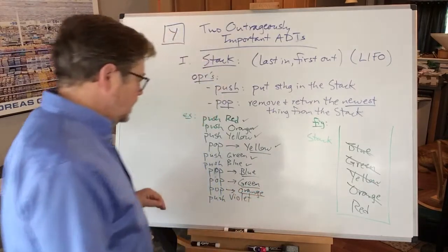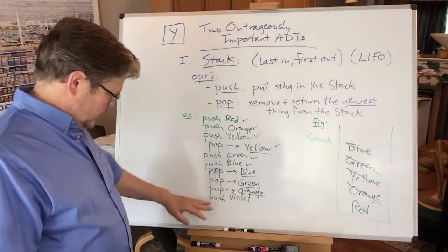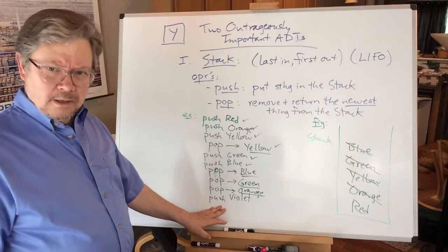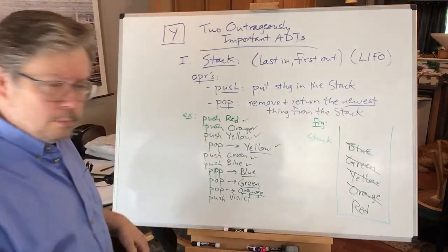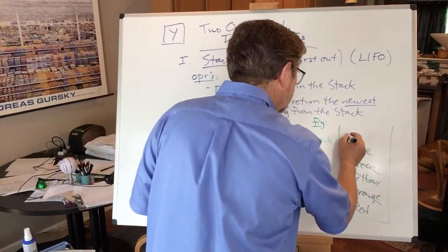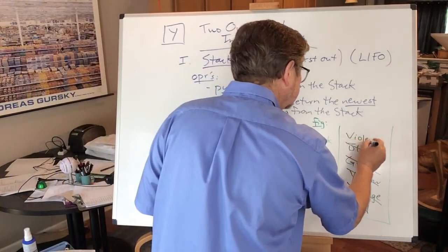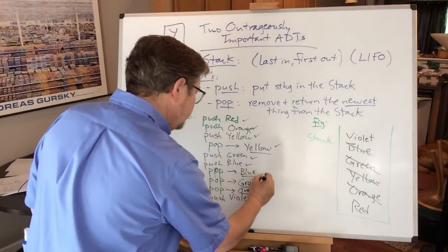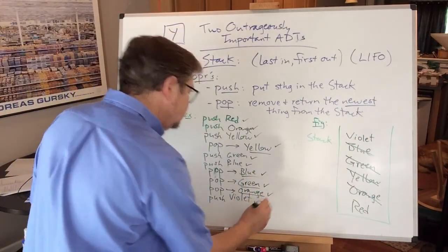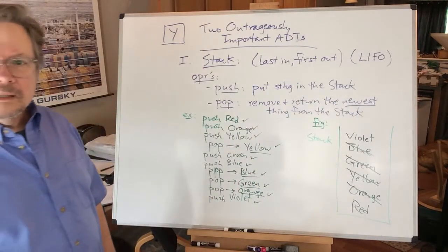Now these can be done in any order. I could have kept popping if I wanted to, but I'm going to push violet, which actually goes on top of red. All those other things have already been popped and removed from the stack. Violet. And with those set of operations, I haven't been keeping up with my check mark. Check marks. Done, done, done, done, done. All done.